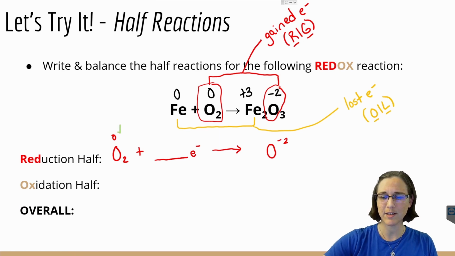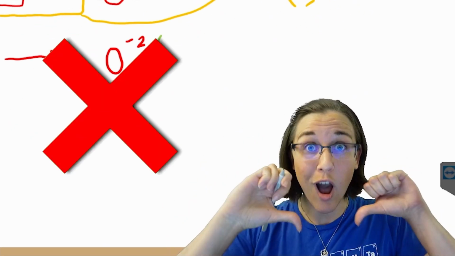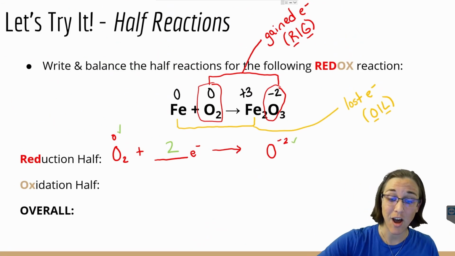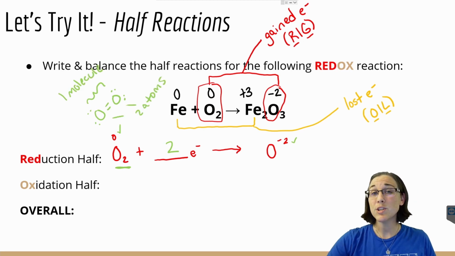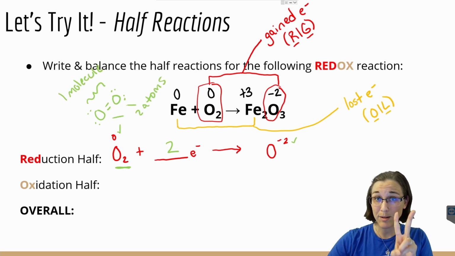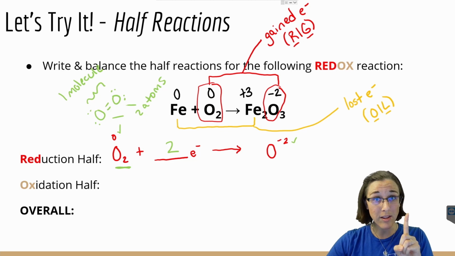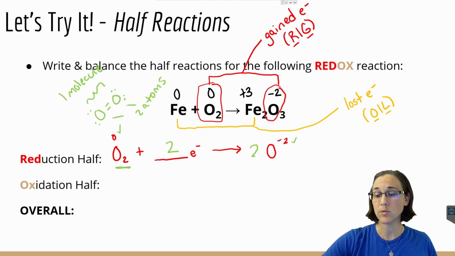We went from 0 to -2. That just means we needed 2 electrons. Wrong. Remember, we have oxygen diatomic. There are 2 oxygen atoms connected to each other in one molecule of oxygen. We need to account for the fact that there are 2 atoms of oxygen in this one molecule, so we have to put a 2 here.